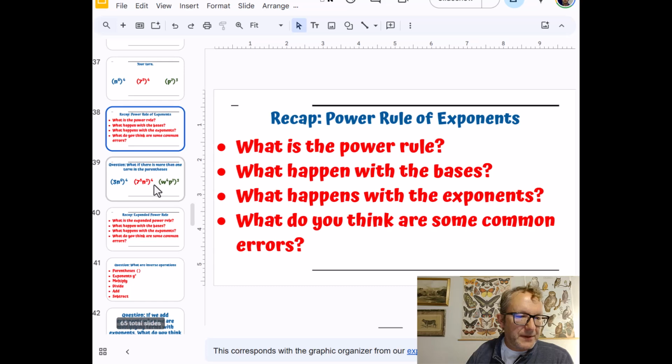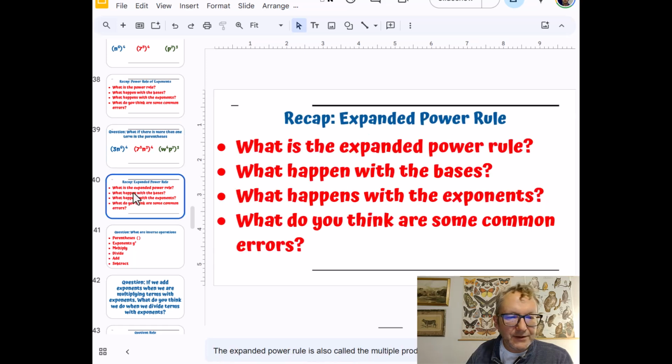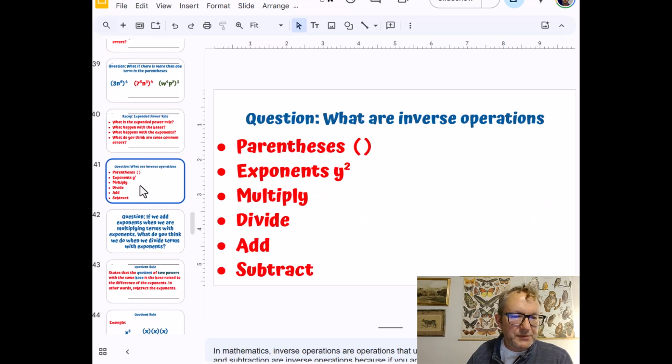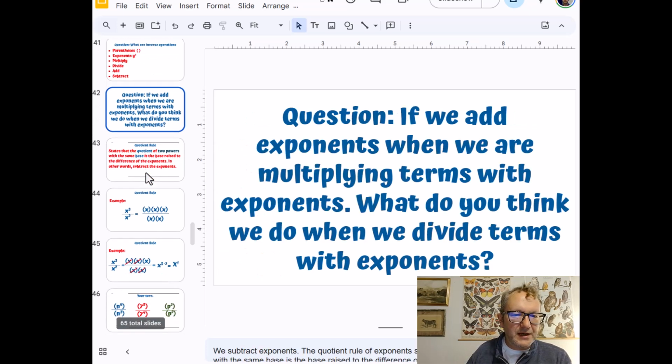There's a little recap. I like to recap. Typically, I like to do the public speaking model. Tell them what we're going to learn, talk about it, and then tell them what we learned again. More recaps. There's some questions, and here we're introducing inverse operations, because when we get to solving equations, we don't want any surprises, and we want kids to be familiar with the terminology.